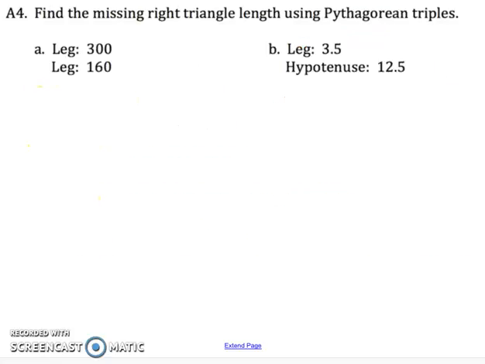So in example 4, it says find the missing right triangle length. All right? Now, that missing length could be a leg length or it could be the hypotenuse. In the very first example, A here, I have legs of 300 and 160. Now, I don't see 300 or 160 in my list of Pythagorean triples, but if I divide both of these by 10, I get 30 and 16. So I'm going to look for a list that has 30 and 16 in it, and I'm going to be looking for that missing hypotenuse length.